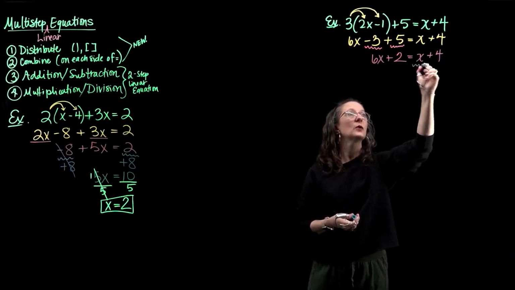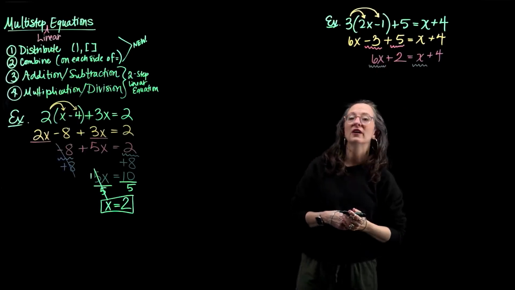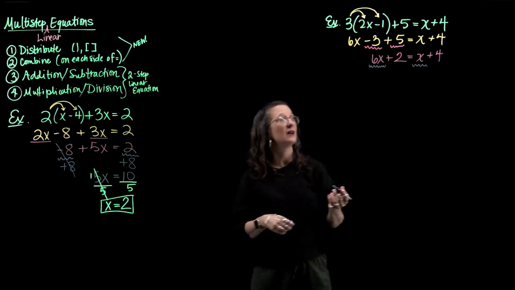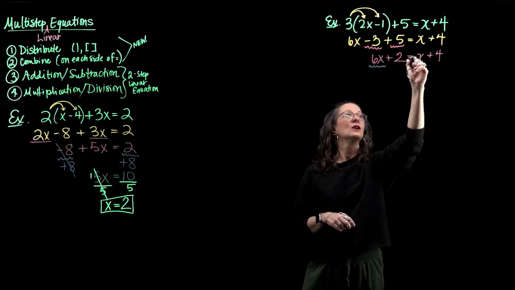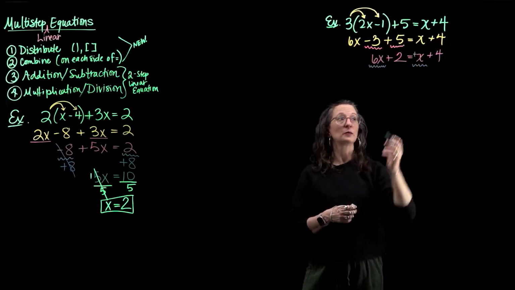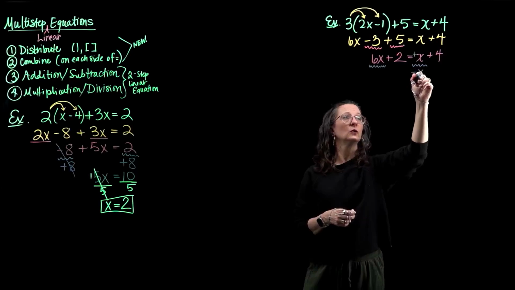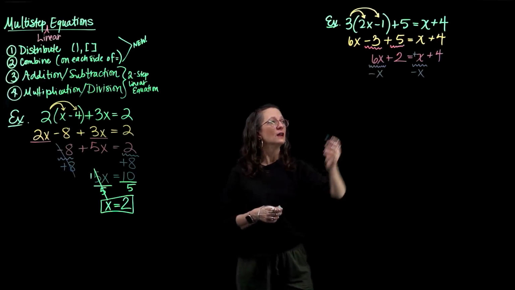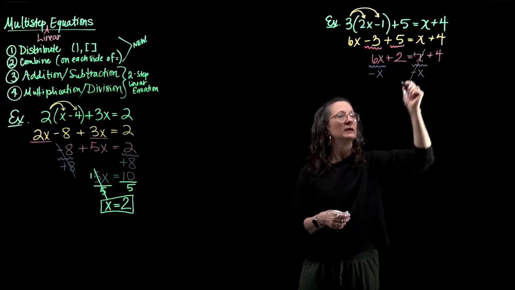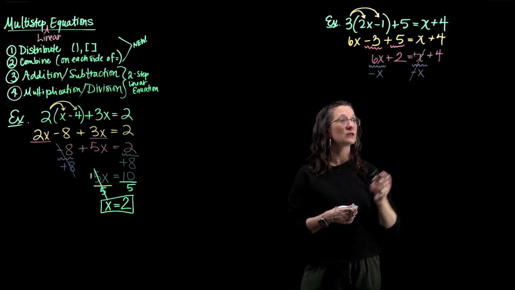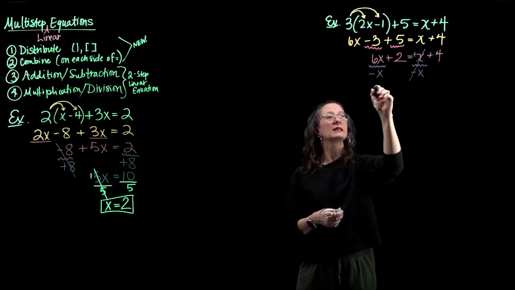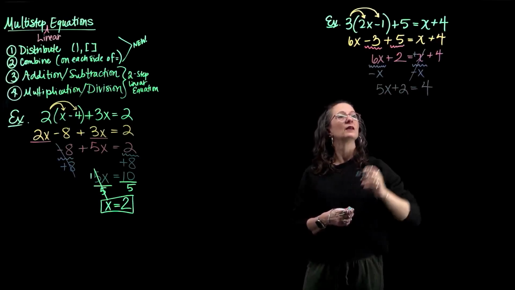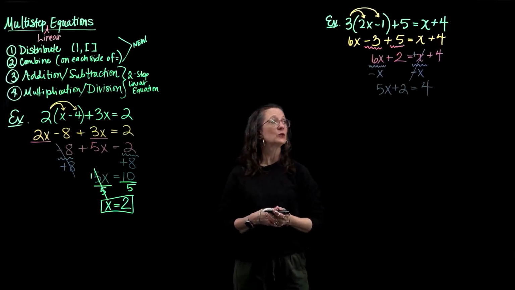So I'm going to start with the x's. I've marked my like terms of 6x and x, and I'm going to get all the x's on the left-hand side. That x is positive, so to undo it will be minus x. X minus x means those two just go away or equal 0. 6x minus x is 5x. So I have 5x plus 2 is equal to 4.